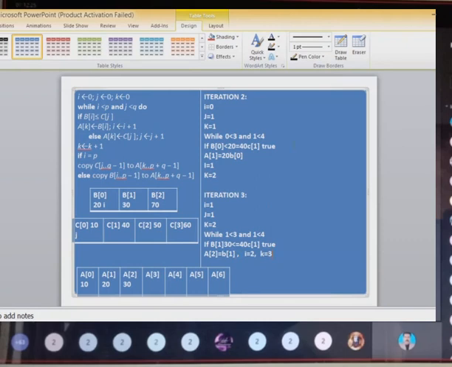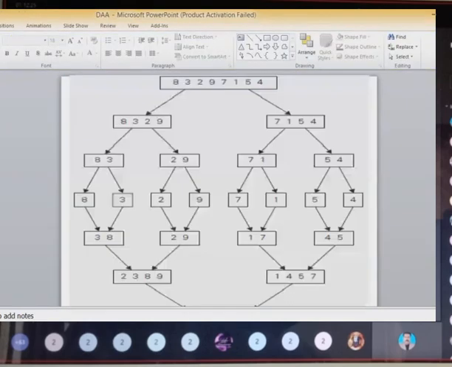Students, any doubts in these iterations? Try to complete all the iterations. In the next class, I'll teach you the analysis of merge sort. Any doubts in merge sort? So this merge sort is one of the algorithm design techniques, under divide and conquer. Okay. Thank you all.